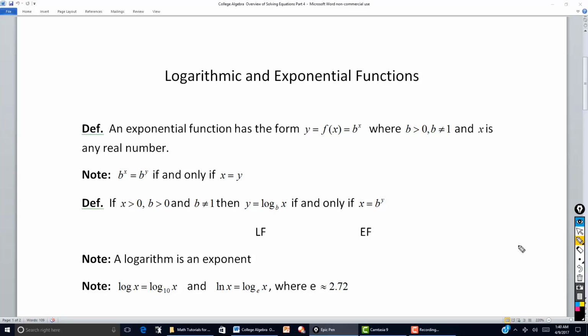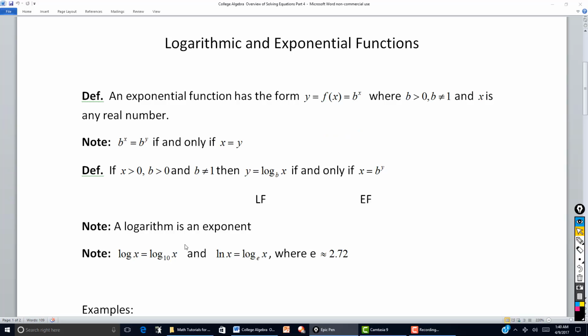Okay, so again, as I mentioned, you can think of a logarithm as an exponent. A logarithm is an exponent. So one note here, if you see log of x with no base indicated, that means the base is understood to be 10. You don't have to put it in if the base is 10. Log x with no base means log of x to base 10.